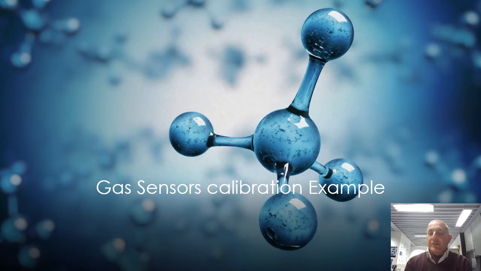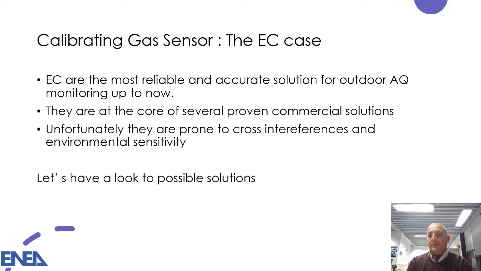But let's see what happens to the gas sensors. Maybe we will make a particular example with a peculiar class of sensors, the electrochemical sensors, which, by the way, are the sensors most commonly employed nowadays for low-cost air quality multi-sensor systems. To this moment, they are the most reliable and accurate solution for outdoor air quality monitoring for most of the pollutants we are looking at. You may see that they are at the core of several proven commercial solutions. When I say proven, it's a limitedly proven commercial solution.